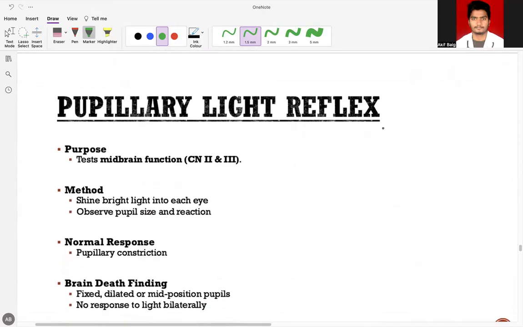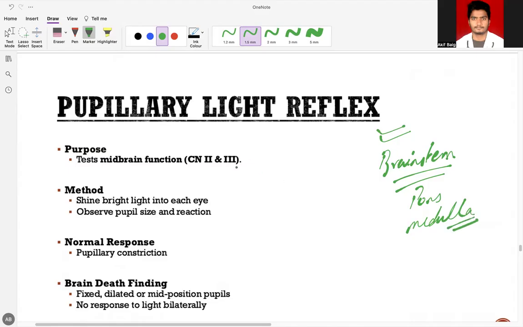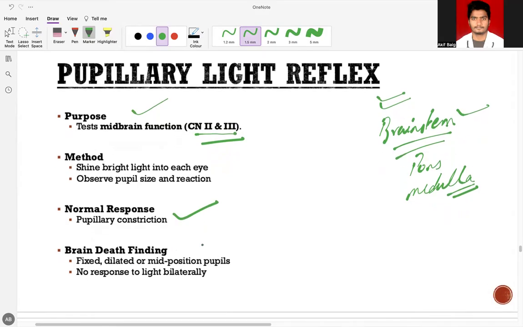The next important test to assess the patient is to check brainstem functioning. The brainstem involves the pons, medulla, and the cranial nerves present there, so testing the cranial nerves helps indirectly assess the brainstem reflexes. Midbrain function, that is cranial nerves 2 and 3, is assessed by the pupillary light reflex, where we put a light or torch on one eye, and usually there should be pupillary constriction. If there is no response, that means fixed dilated or mid-position pupils, or no response to light bilaterally, it means that the patient is brainstem dead, or brain dead indirectly.